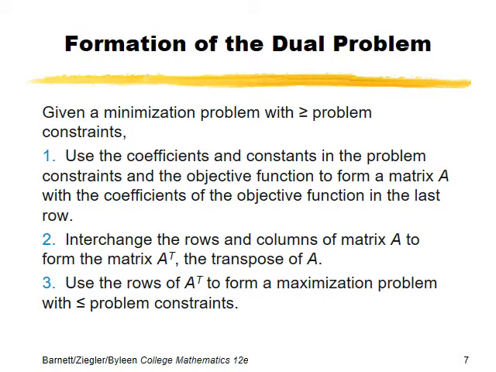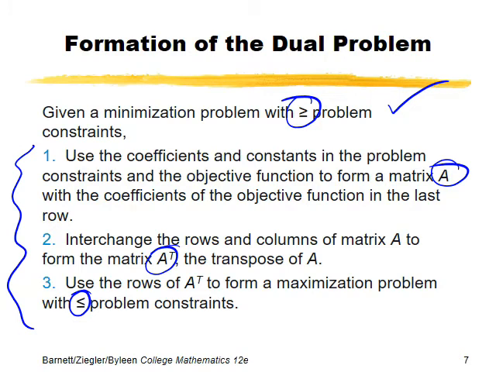Given a minimization problem with constraints, you can see initially the constraints were in greater-than-or-equal form. Use the coefficients and constants in the constraints and the objective function to form a matrix, which we denoted by A. In the second step, we took the transpose and wrote it back as a maximization problem with constraints in less-than-or-equal form. We perform these three steps, and this is called the formulation of the dual problem.